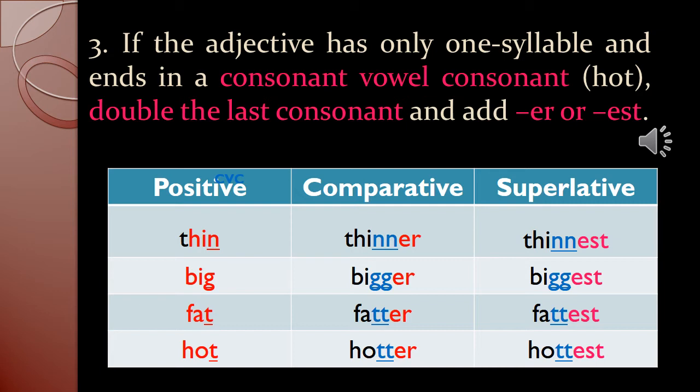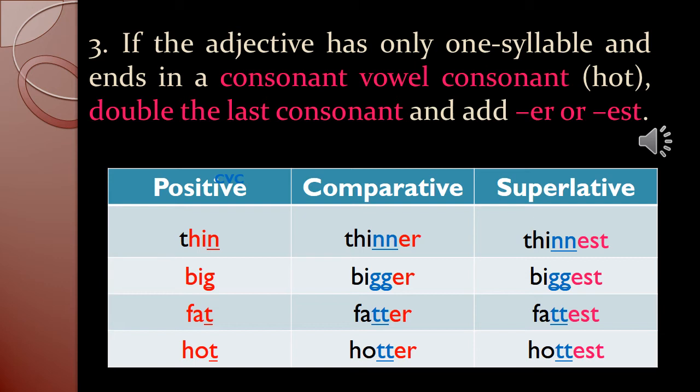So for example, thin, we make a double letter N, thinner, or thinnest. Again, we double the letter N. Same for big, bigger, biggest. We double the letter G. Fat, fatter, fattest. We double the letter T. And hot, hotter, hottest. We double the letter T.